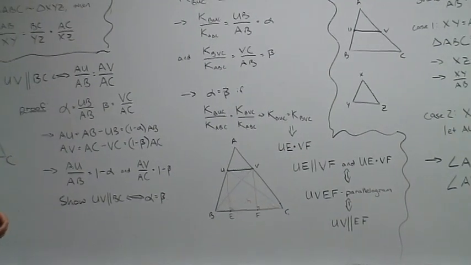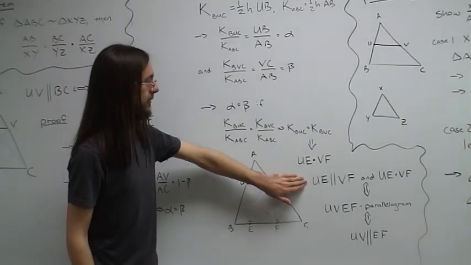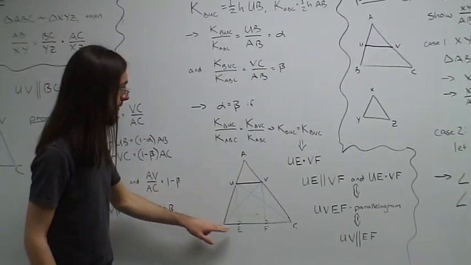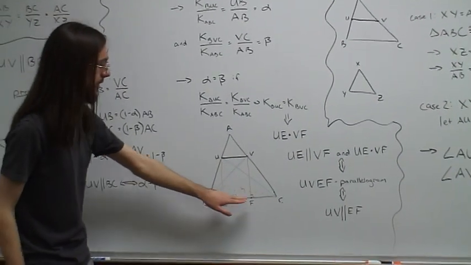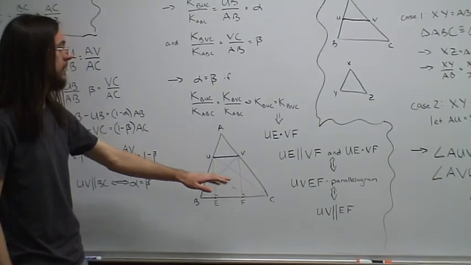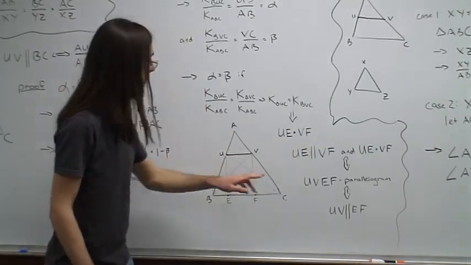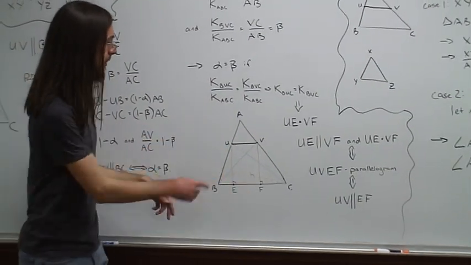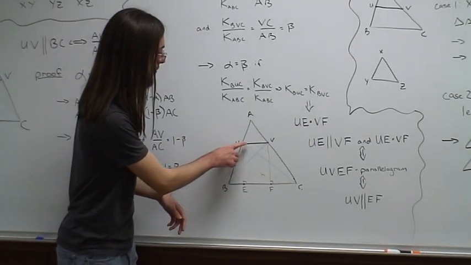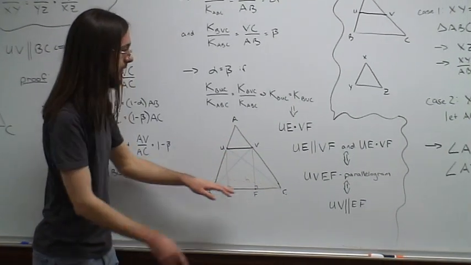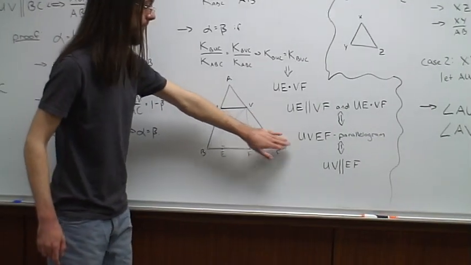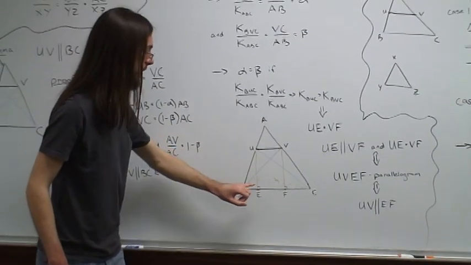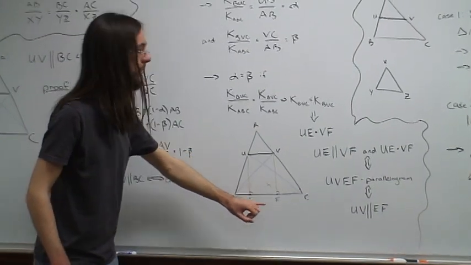Okay, so remember, we have that UE and VF are parallel, which they have to be since they're both perpendicular to BC, since they are heights of triangles. And we have that UE equals UF, then this quadrilateral UVFE is a parallelogram. And so if it's a parallelogram, we have UV is parallel to EF.